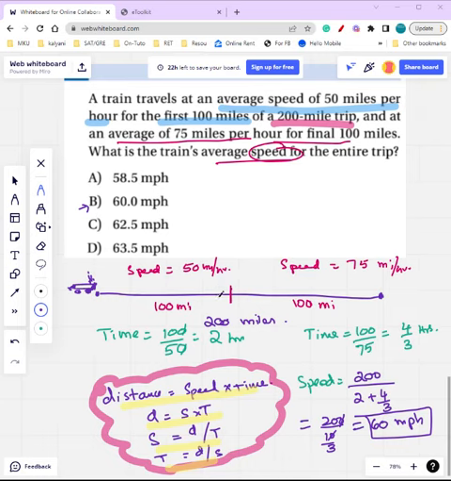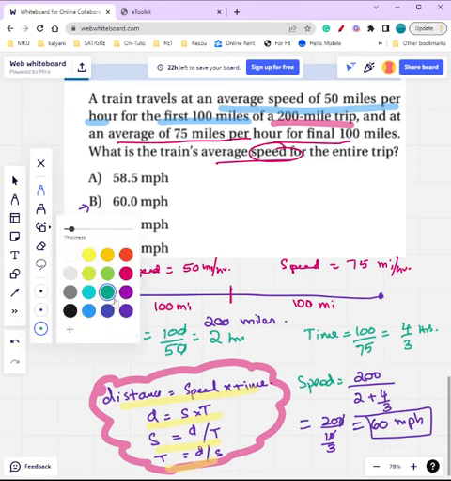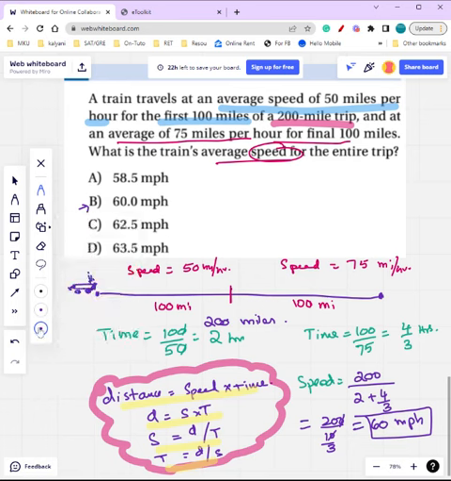If you want to do it step by step, you can find the time here, and then find the time here, and then you write all these things down. But if this question comes up on a test, and you want to save time and not write all these steps, this is what you can do.